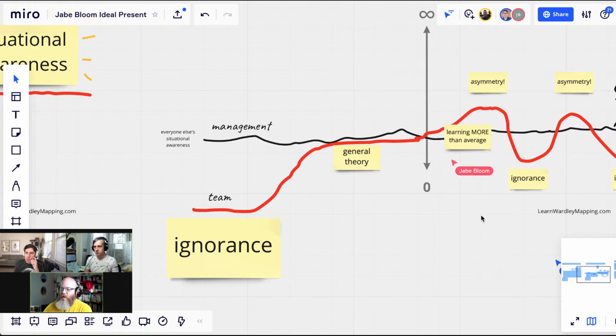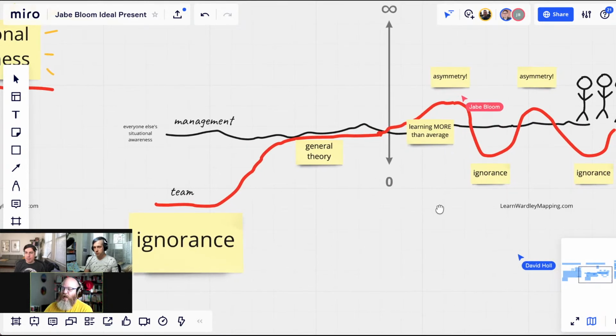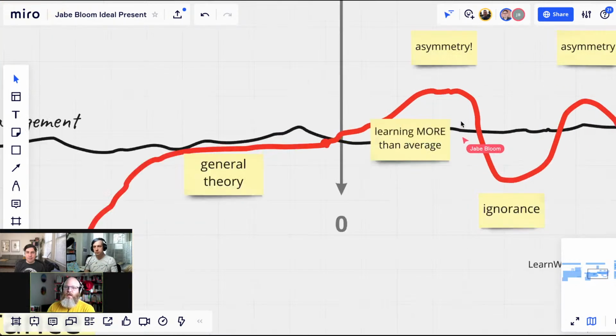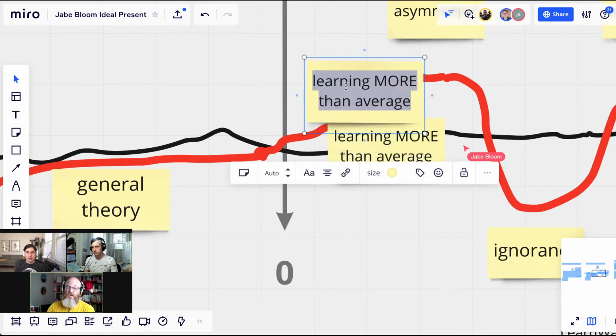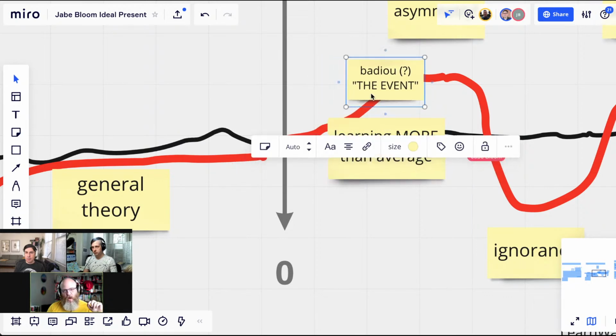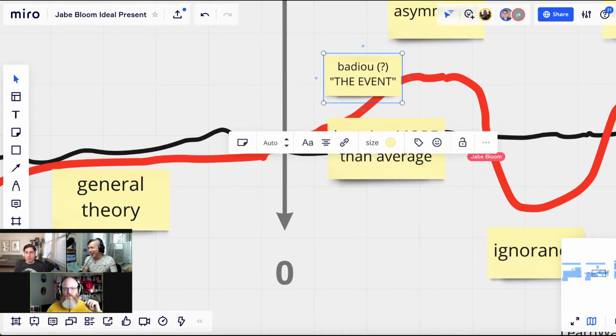Now, the weird thing about it is that you get the gap, where the asymmetry at the top is that the team knows more than management, knows more than the executive. And in Badiou, this is called the event. Everybody likes to talk about the J curve a lot in organizational theory, from Satir. Satir's J curve says basically normal performance, intervention, lower performance. If you survive going through the lower performance, you go back up again. That's the J curve. The original J curve was actually a way of describing how revolutions occur. And this is what Badiou is talking about.